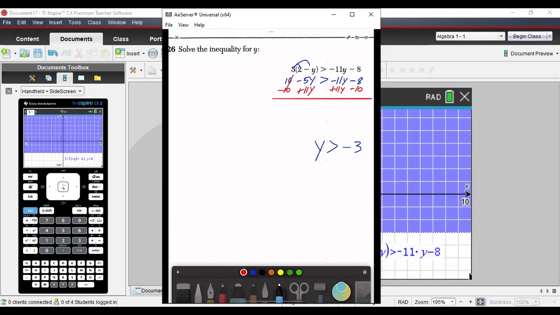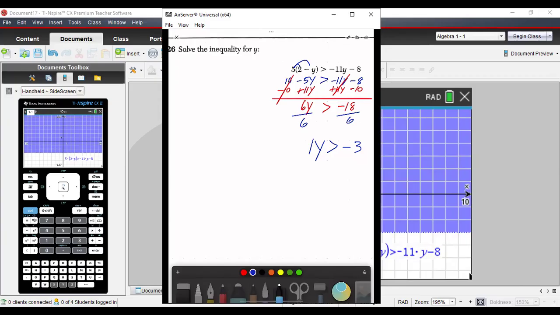It's going to be, these cancel, a negative 5 plus 11 is 6y. These are going to cancel. A negative 8 minus 10 is going to be a negative 18. And then the last step always is whatever the coefficient is, you divide by it. So we got 1y is greater than a negative 3.